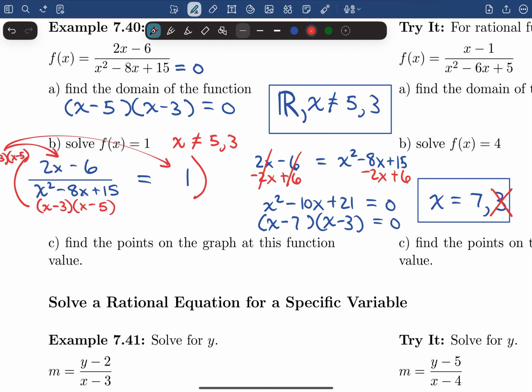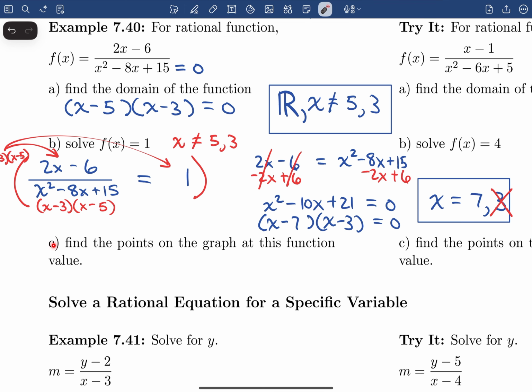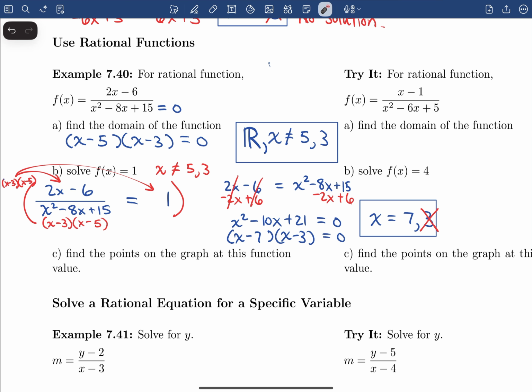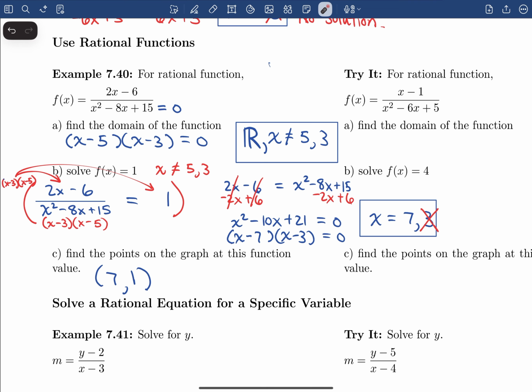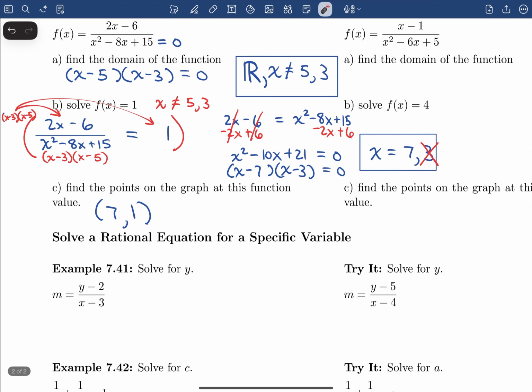Great. Now, part C, it says find the points on the graph at this function value. What's funny is this function was set equal to 1 for the y value when the x value is 7. And so this answer is really quite simple. Connecting these ideas, it would be 7 comma 1. The x value is 7 when the y value, f of x, is 1. 7 comma 1 is a point on the graph of this function.